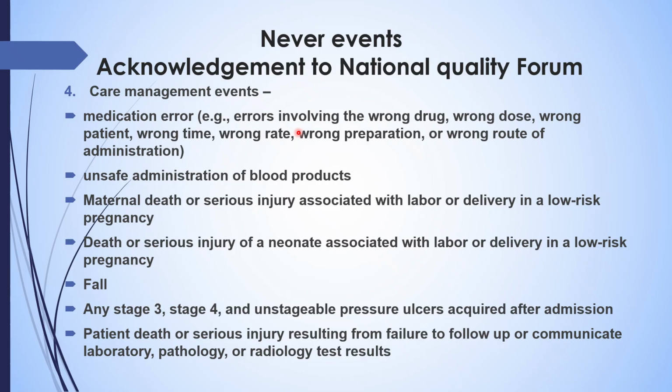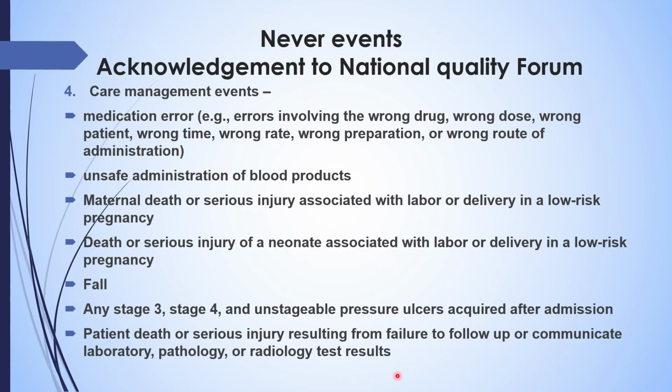Unsafe administration of blood and blood products. Maternal death or serious injury associated with labor or delivery in a low risk pregnancy. Low risk pregnancy with maternal death is a never event. Death or serious injury of a neonate associated with labor or delivery in a low risk pregnancy. In low risk pregnancy, the baby also shouldn't be dying. And then the fall is a never event. Any stage 3, stage 4 and unstageable pressure ulcers acquired after admission is a never event. So stage 1, stage 2 is accepted, but stage 3, stage 4, unstageable, deep tissue injuries all are never events.